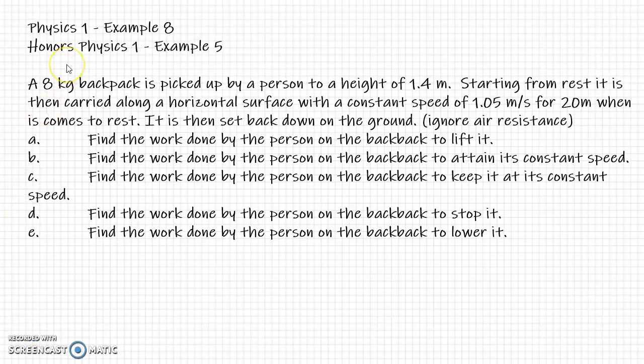In this class, we're looking at example 8 from our physics notes or example 5 from our honors physics notes. Basically, it's the same problem. More or less what we have is the person picking up a backpack, they carry the backpack and then set the backpack down. So there's 5 distinct phases to this motion.